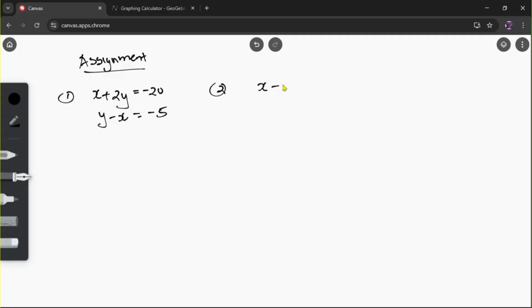X minus 2y is equal to minus 60. Then x plus y is equal to 0. So you can use the 2 methods to try and get the answer for that. Right.